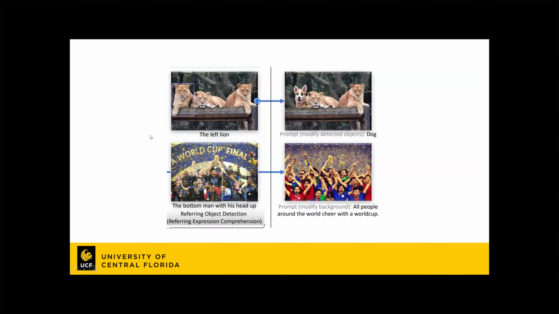A few more examples of how this is done: you can see this image from earlier in the presentation of the 3 lions. It specifically asks for the left lion. The left lion is detected by DINO. And then this detection area is passed to stable diffusion for in-painting and will then modify the detected object into a dog. Similar here, where it asks for the bottom man with his head up. It will detect this zone, create it as in-painting, and modify the background using stable diffusion.